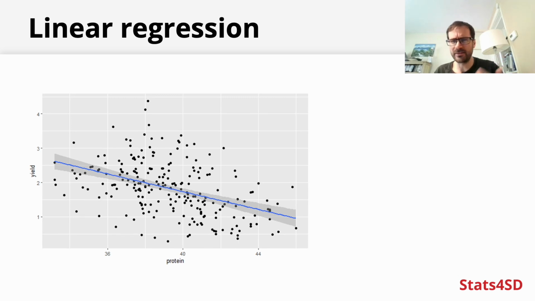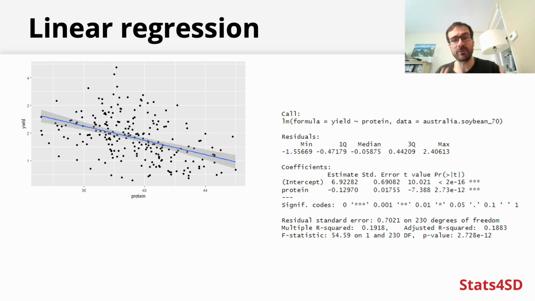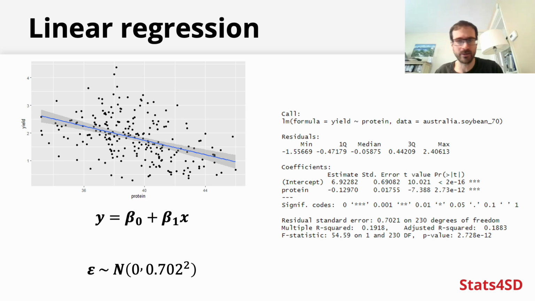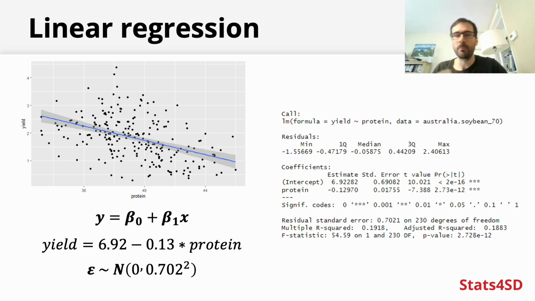And we can use any statistical software to calculate our linear regression model and to formulate this equation of a straight line to get us a linear regression. Our y equals beta x becomes yield equals 6.92 minus 0.13 times protein. In other words, if we look at our 6.92, this would tell us the intercept of the line. So if the protein content was equal to 0, what would we expect the yield of the soybean to be?